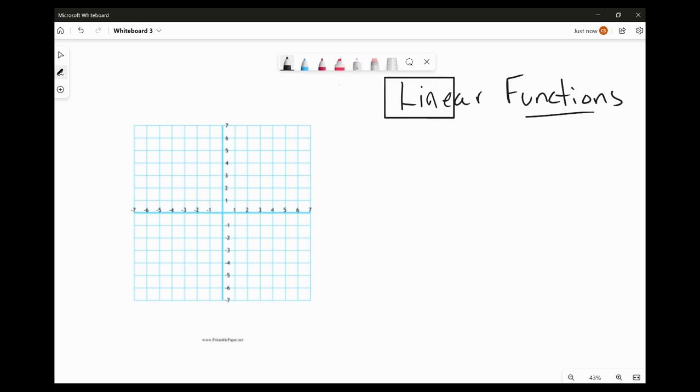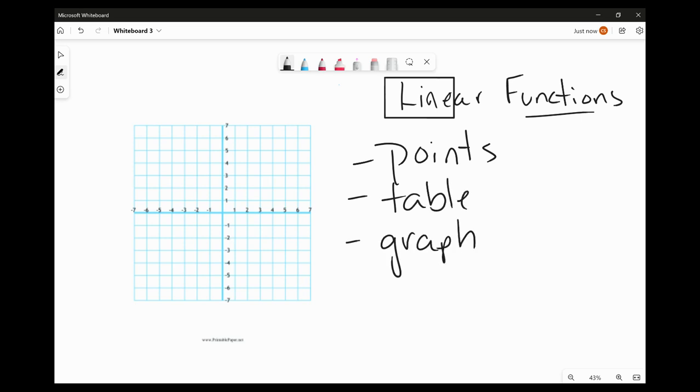So there's different ways to look at linear functions. You can have a set of points. So we can have points that could describe a linear function. We could have a table. We could have a graph. We could have an equation. And we could have words or a paragraph that describes something that is a linear function.